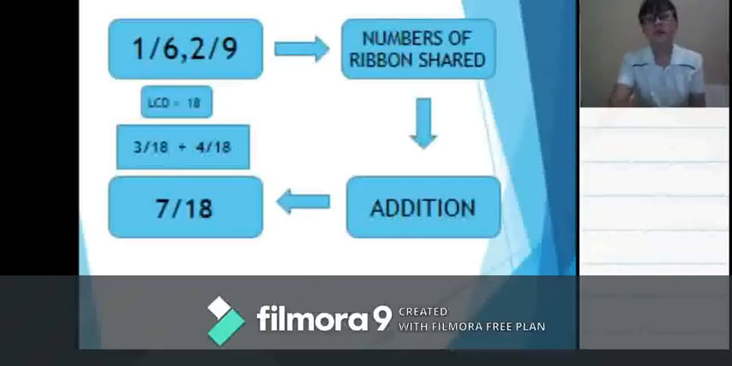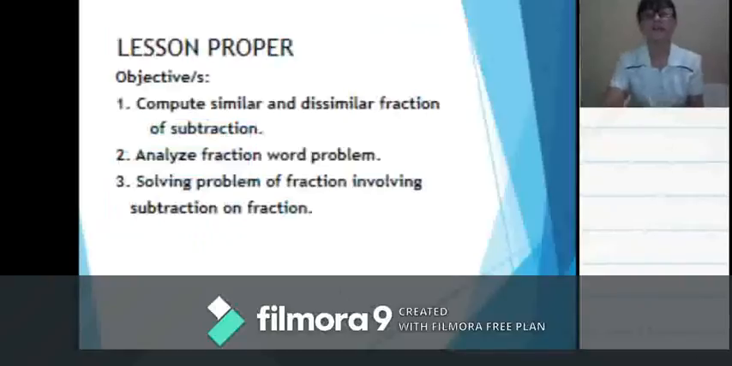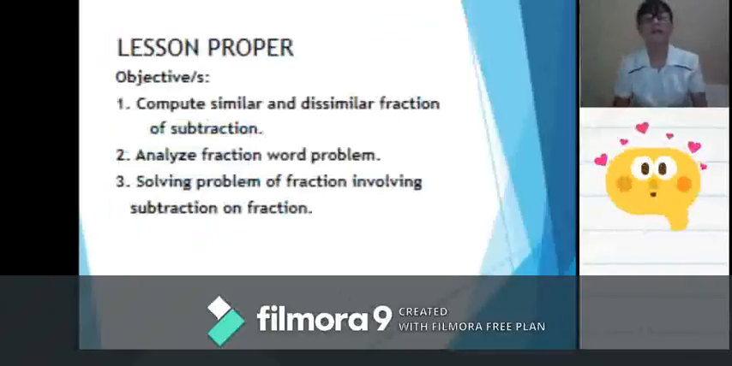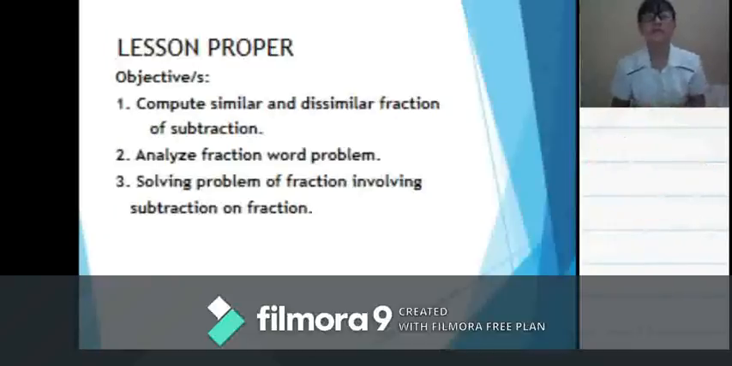So let's go to our lesson proper. Since we are discussing the subtraction of fractions, these are the objectives. At the end of this lesson, we are able to compute subtraction of similar and decimal fractions. The next is to analyze fraction word problems. And solve problems involving subtraction of fractions. These are the objectives that we are going to tackle until the end of this discussion.